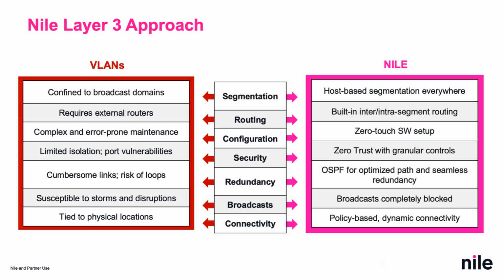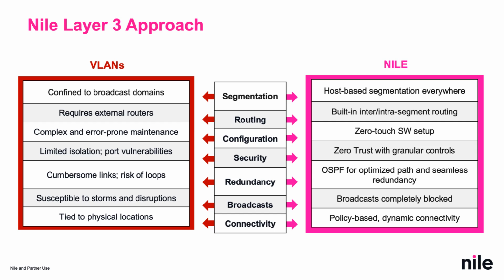Let's take a closer look at how traditional VLANs compare to Nile's Layer 3 architecture, and why Nile's approach fundamentally changes the way networks are designed and operated. In traditional VLAN-based networks, segmentation is confined to broadcast domains. This design not only limits scalability, but also introduces unnecessary overhead as the network grows. Nile's Layer 3 network eliminates the concept of broadcast domains entirely. Instead, it uses host-based segmentation, ensuring each device is securely isolated and operates within its own unique segment.